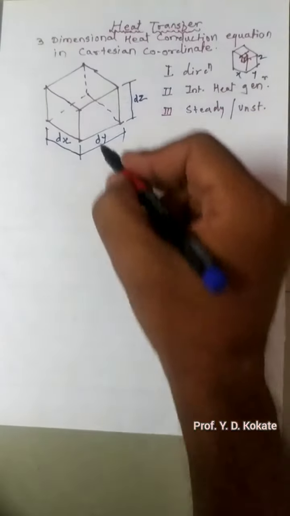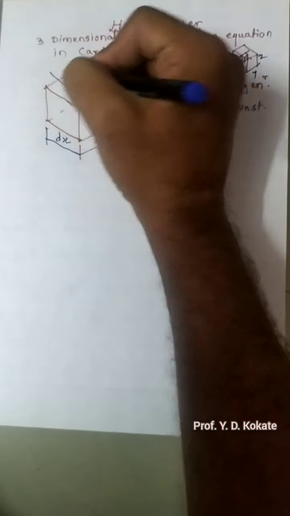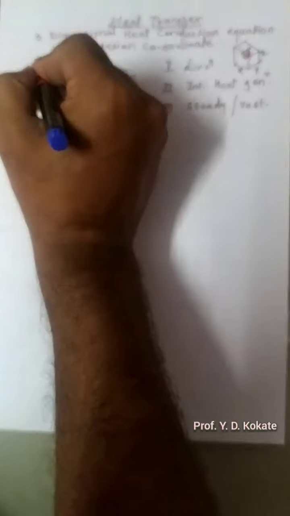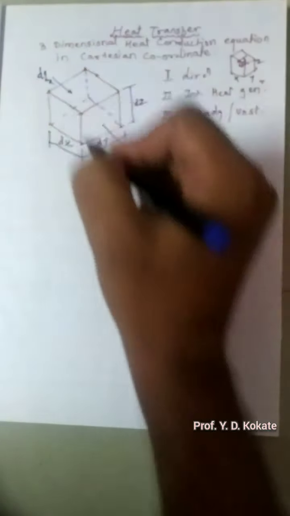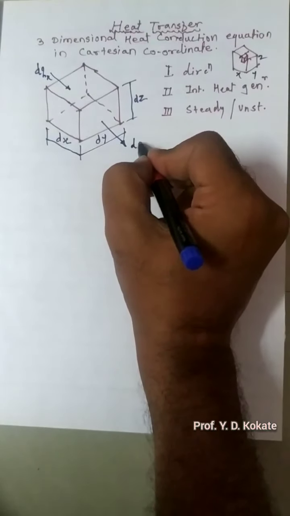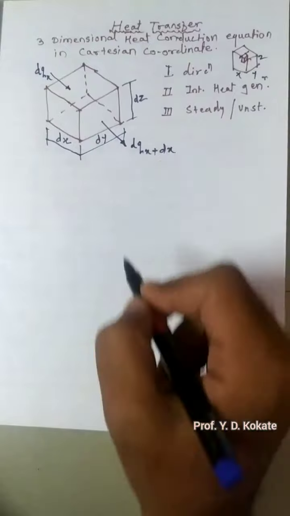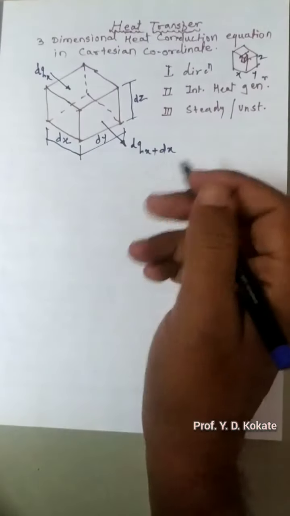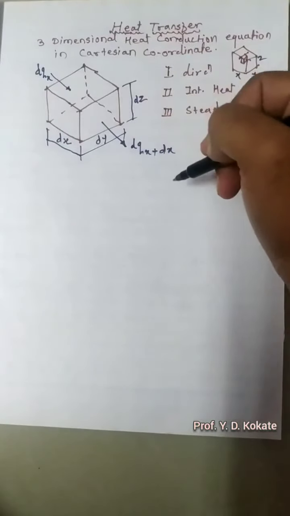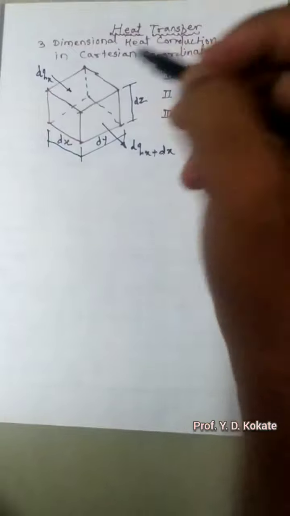So if the heat is transferred from the back side to the front side, then the heat transfer should be dqx. And when it is transferred to the front, it will become dqx plus dx. So the amount of heat transfer will be enhanced by dx. This is the heat transfer coming out of the element. This is the heat transfer coming inside, that is dqx in the x direction.